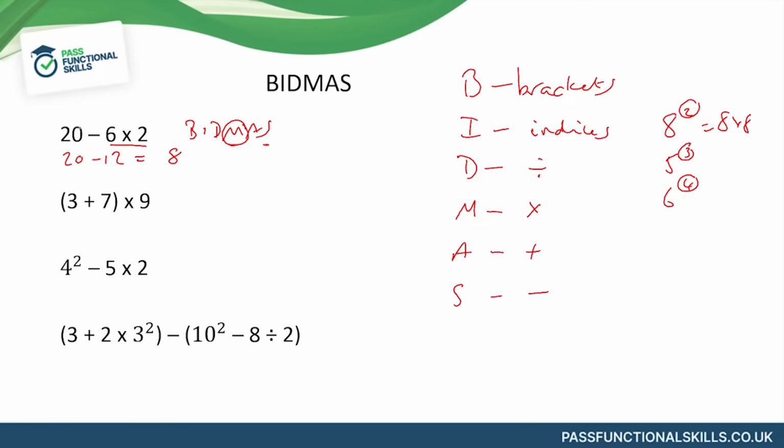It would be wrong to do 20 take away 6 first. 20 take 6 is 14. 14 times by 2 is 28. 28 is wrong. We have to do the multiplication before we do the subtraction.